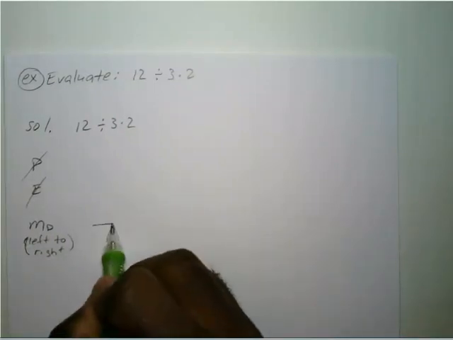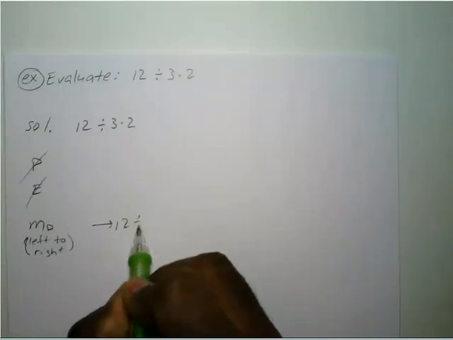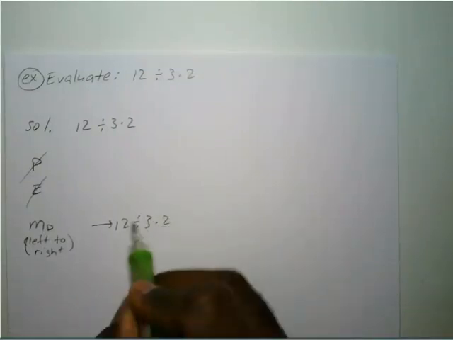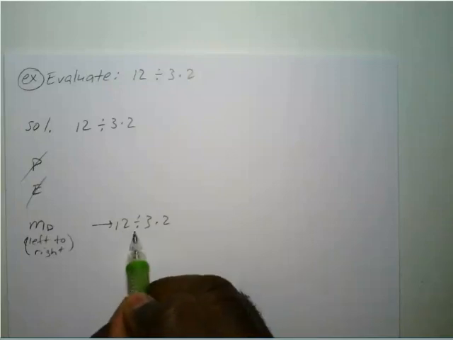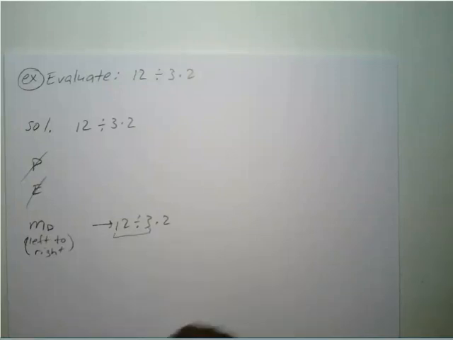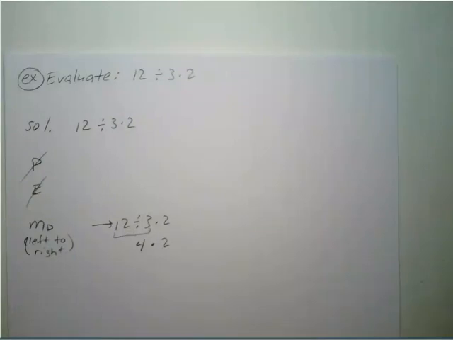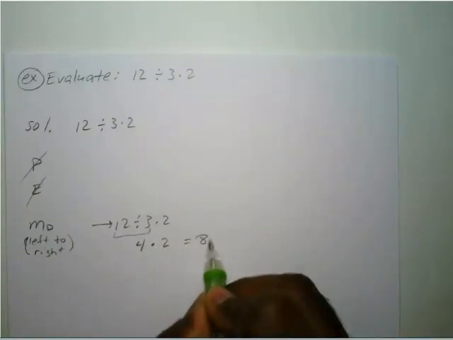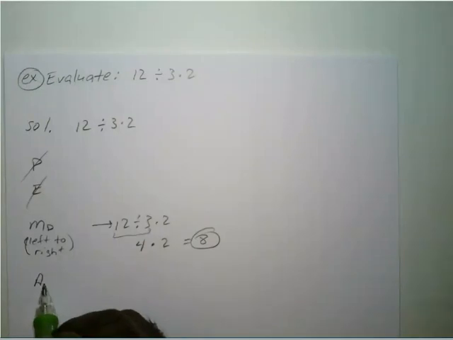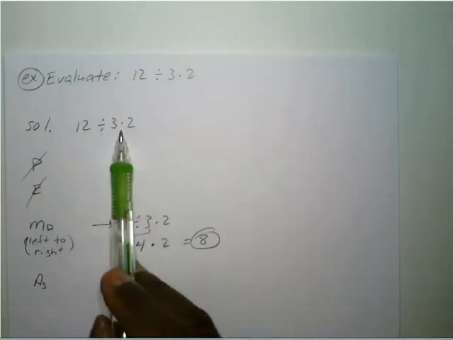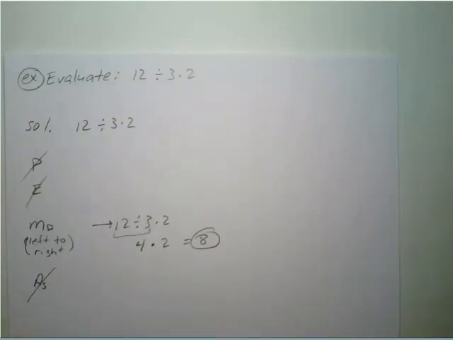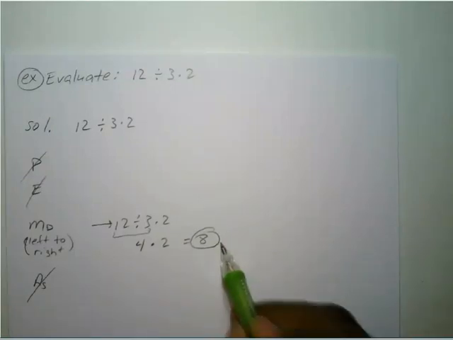Okay, so if we write our 12 divided by 3 times 2, going from left to right, we run into a division problem first. So we do that. 12 divided by 3 is equal to 4. So that leaves us with 4 times 2, which is 8. And we don't have any addition or subtraction here, so we can skip that. So our final answer here will be 8.